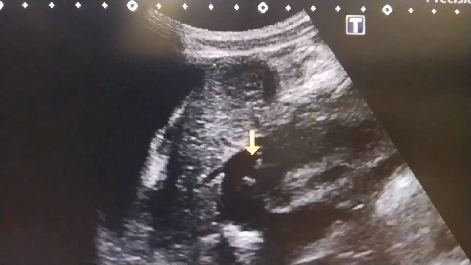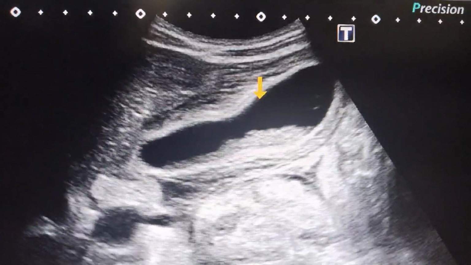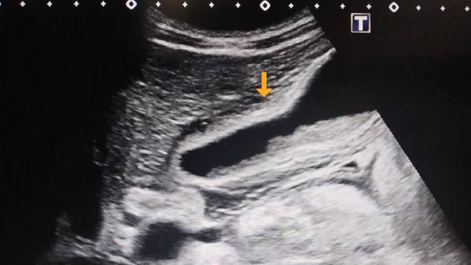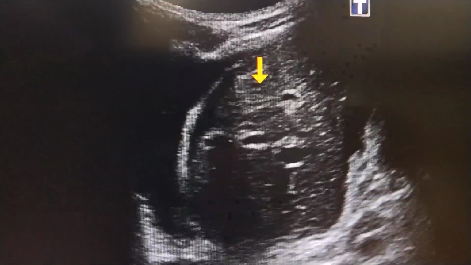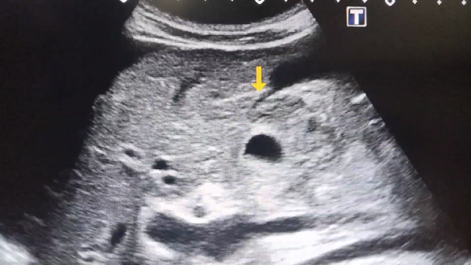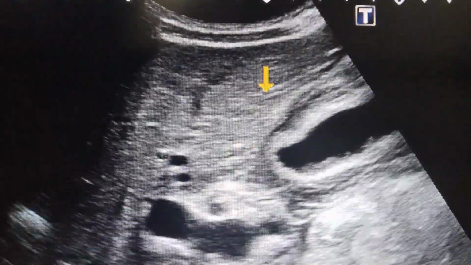So liver is coarse in echo texture, ascites, gallbladder is thick-walled with pericholecystic edema, sludge. So basically this is the case of cirrhotic liver. Patient is unaware.